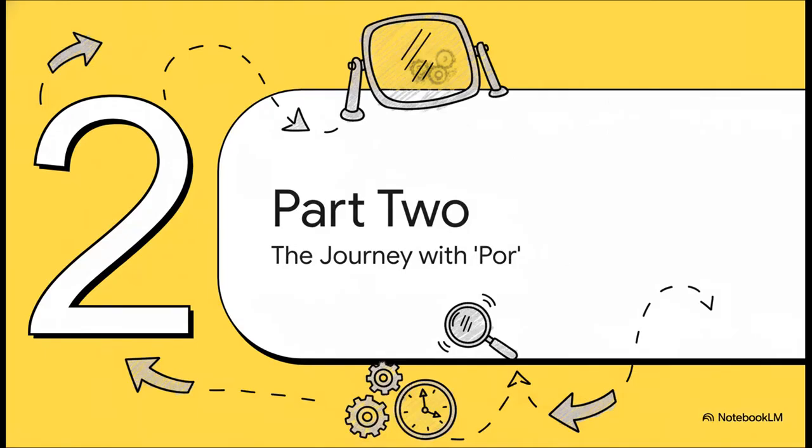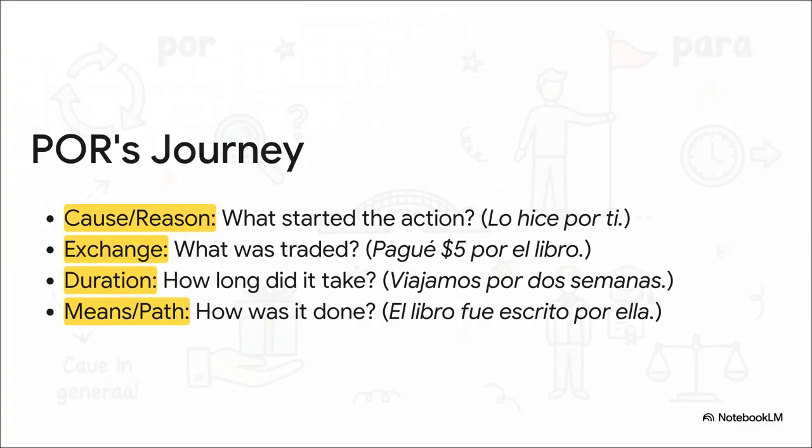Okay, now let's turn around and check out that other path. This is where you meet your second guide, por. And por is the total opposite of para. This guide is reflective, always looking back at the road you've already walked. Por isn't concerned with the destination at all. In fact, por is kind of obsessed with the journey itself. The reason you started, what you traded along the way, how long it took, the very path you took to get right here. Yeah, por is all about the journey, the how and the why that got you to this moment. It explains the cause or the reason that set you off in the first place.